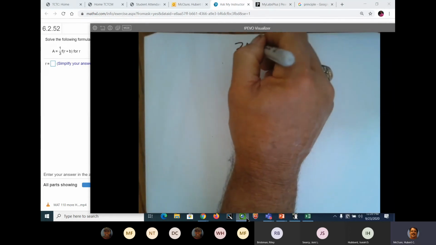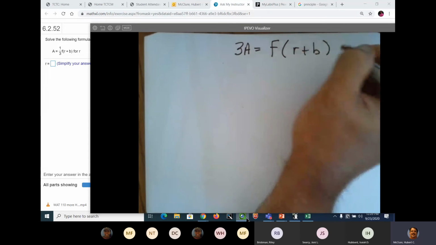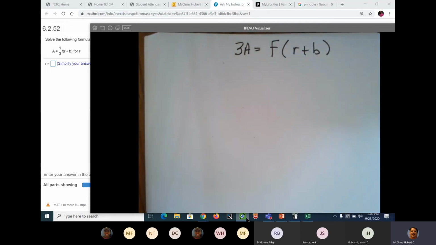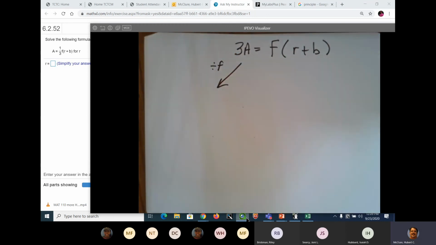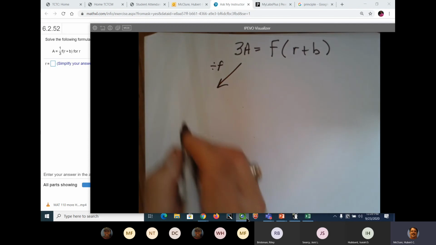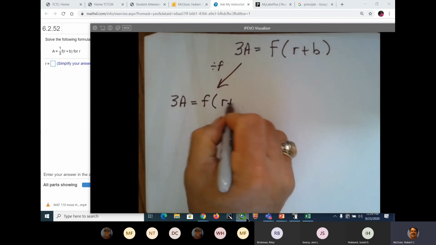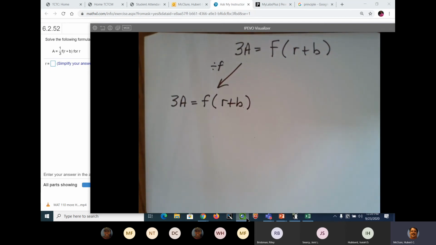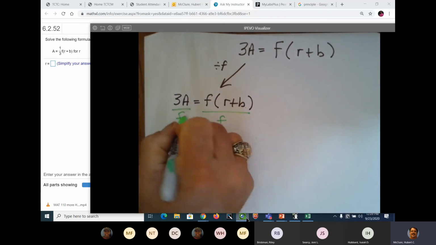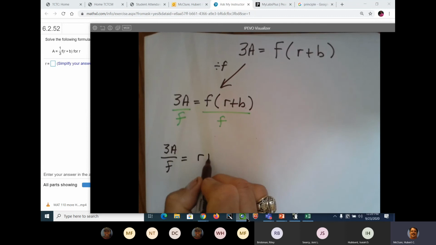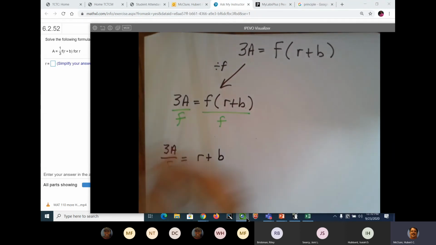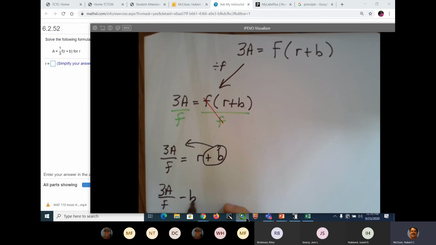3A is equal to F times R plus B. Now this is important that you write both of these methods down because you might see a different answer in MyLabs Plus. Here I'm going to divide by F first, which is the opposite of distributing. I'll take my green marker and divide by F on both sides. That gives me 3A over F is equal to R plus B, because of course the F's cancel. And then how do you get rid of a positive B? You take it across the river, and it becomes 3A over F minus B is equal to R.